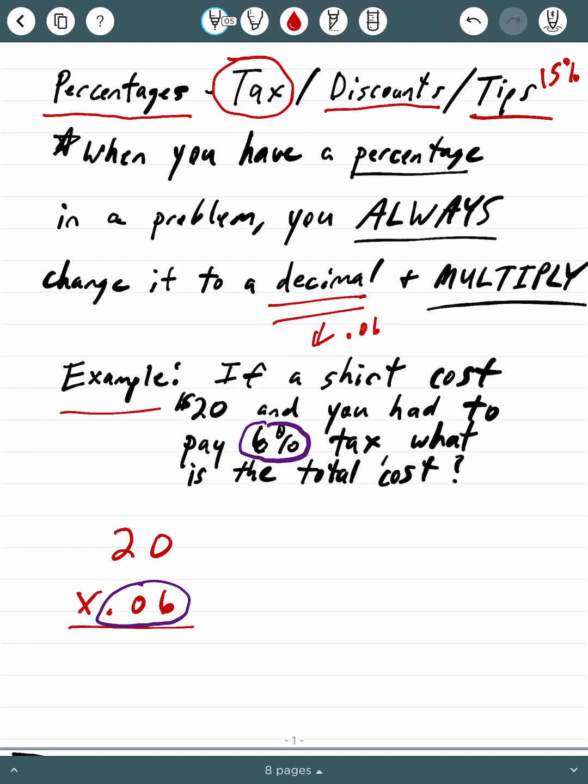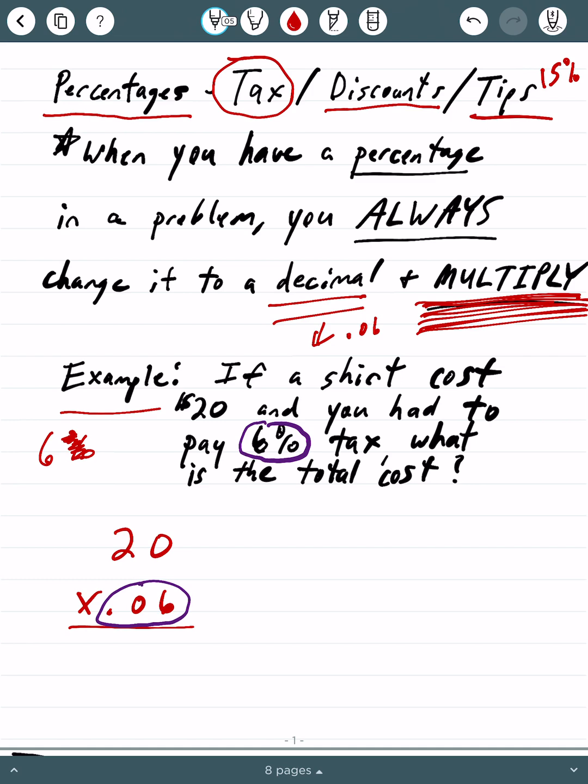But here's the key. You're going to multiply. When you have a percent in a problem, you are going to multiply. I don't care if it's a discount, a tip, a tax, it doesn't matter, okay? You're going to multiply. So here's the example question. If a shirt costs $20 and you had to pay a 6% sales tax on top of that, what did the shirt cost?